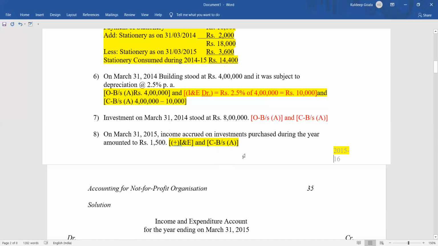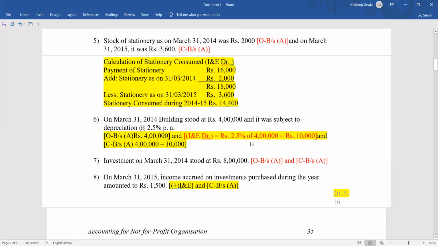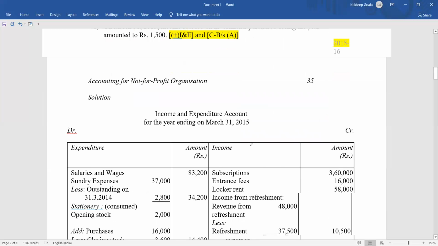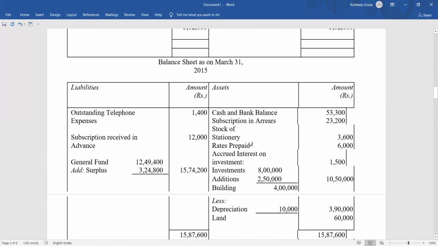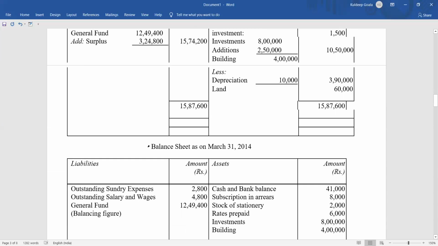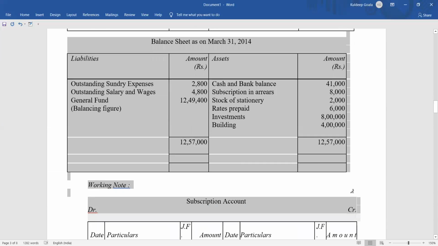Now, since all the things are over, we'll go with the solution. In the solution, first of all, we'll finish the income and expenditure account, and then we'll prepare the opening and the closing balance sheet. We can prepare the closing balance sheet first and then the opening balance sheet, or prepare the opening balance sheet and go with the closing balance sheet. There is no problem in that.